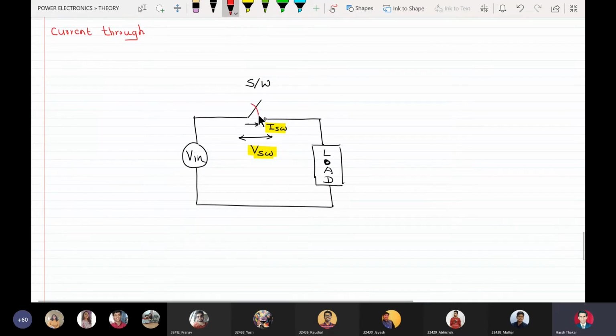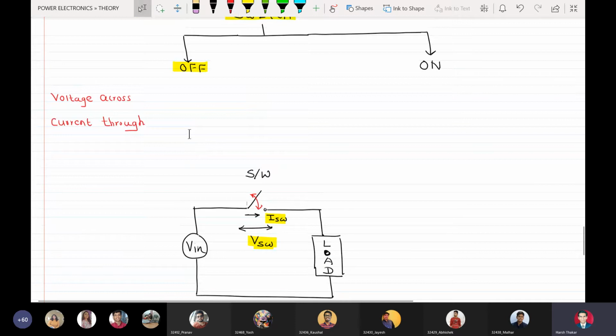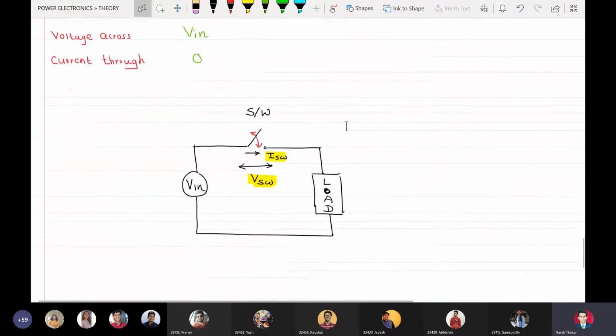So voltage will be equal... Okay. So voltage across the switch in off condition will be equal to? V in. Correct. So it will be V in. What will be the current through the switch in off condition? Zero. It's zero. Good. Okay.